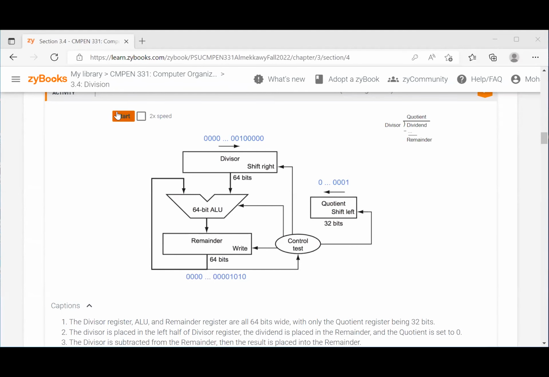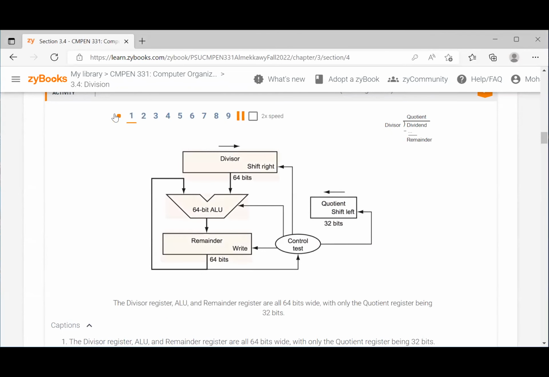So let's check this in the animation, how things are going. Again, this and this and that are all 64 bits. This quotient is 32 bits. As we mentioned, the divisor is placed in the left half of the divisor register. The dividend is placed in the remainder. And then the quotient, of course, the very first thing is just 0.